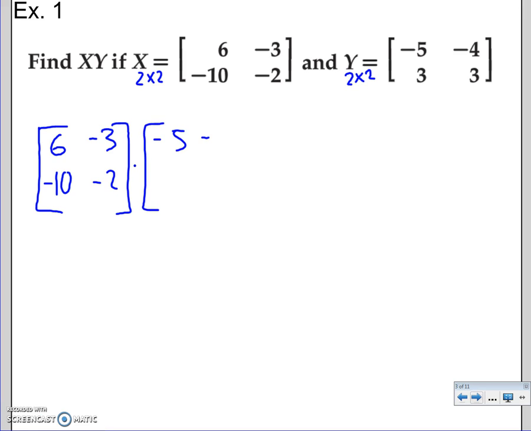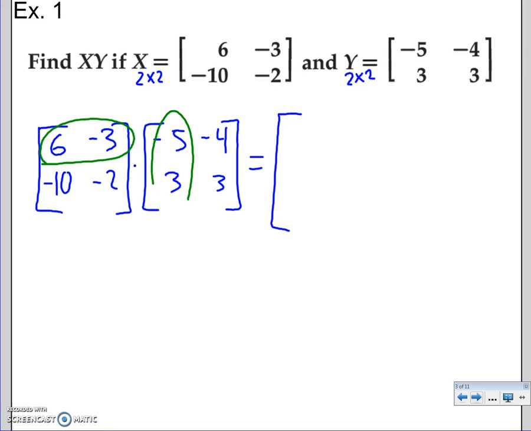So here's the technique, and I'm going to use different colors to show it. Alright, for the first one, we're just caring about the rows. We're going to do row by column. Row times column. This row is going to multiply this column. So the first number is 6 times -5, plus, or minus, your choice, I'll say minus, because that's -3 times 3. That's my first number, and I'm going to distribute that in a little bit.